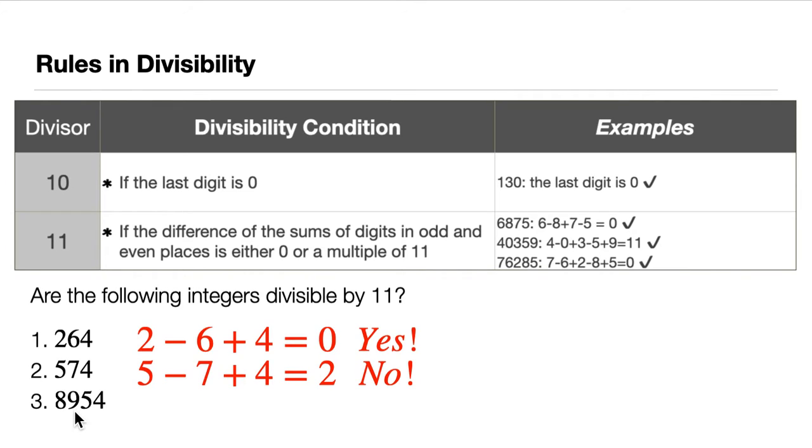How about number 3? 8,954. Let's do the same pattern again. 8 minus 9, that's minus 1. Minus 1 plus 5, that's positive 4. 4 minus 4 is 0. Therefore, yes, this is a multiple of 11. 8,954 is divisible by 11.